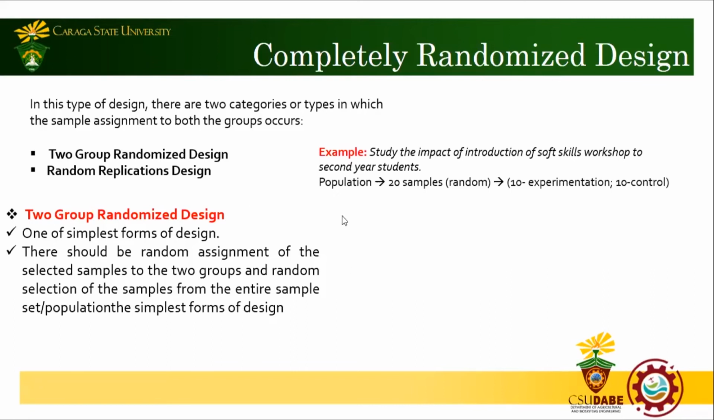So if the population is 20 students, you pick them randomly. But if you did not identify them randomly and just said, okay, the first 10 go to experimentation, the remaining 10 are control, it's not randomization at all, no? No, it's not randomization at all. Randomization is everyone has the chance of being selected, no?